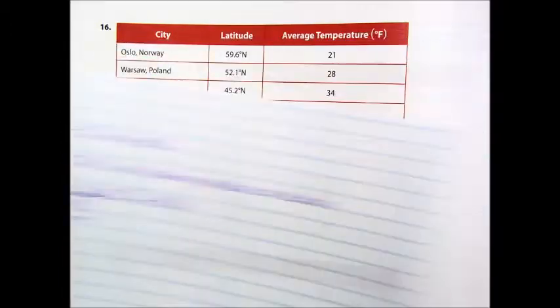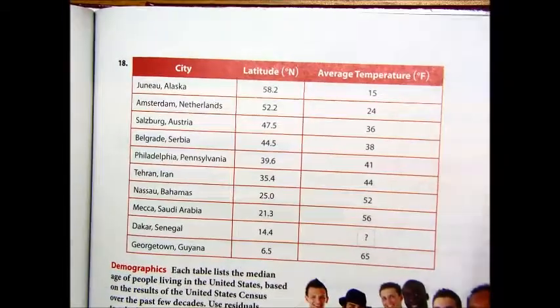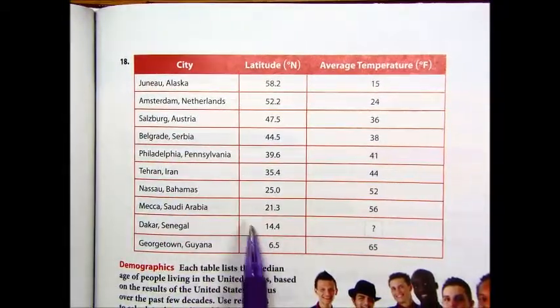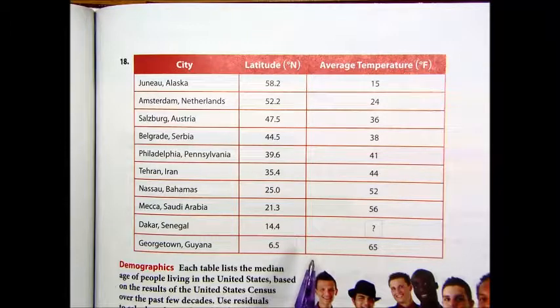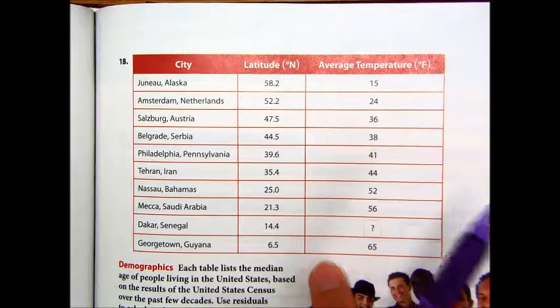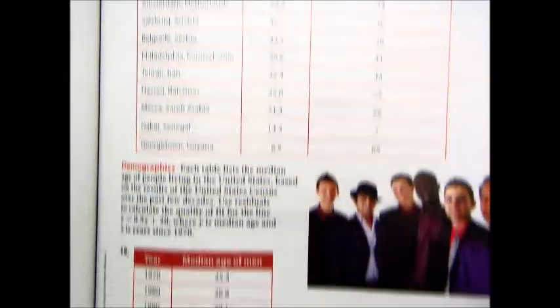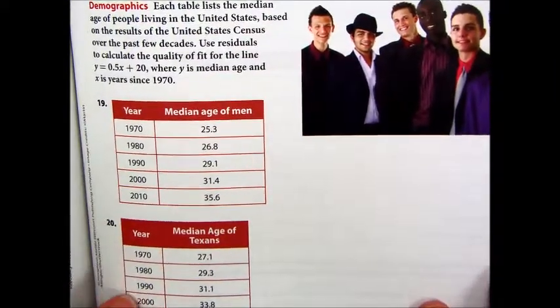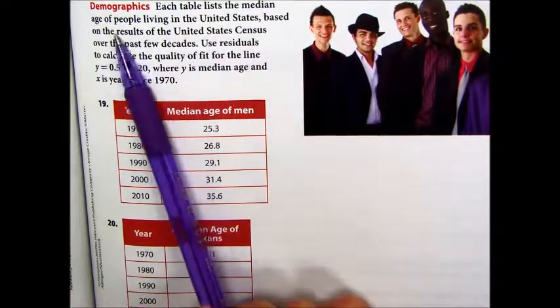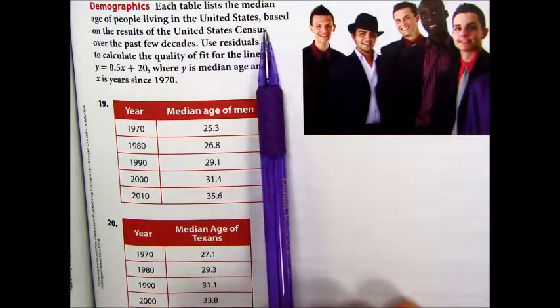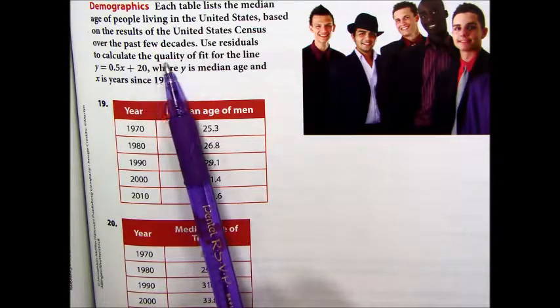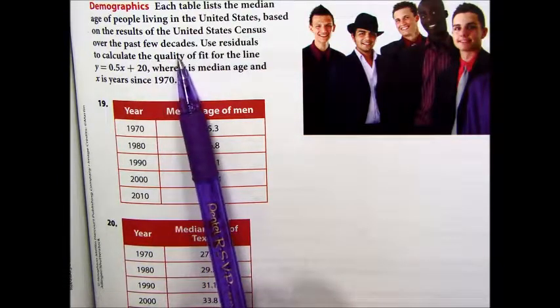So you guys are going to do basically the exact same thing with number 18, which you need to take the time, help each other out, and get the calculator stuff done now in class, because you can't do that without the calculator. So everybody at least needs to get the equation and the correlation coefficient down before they go. And then when you go to do number 20, that's a little bit more of review from yesterday with residuals, because each table gives you the median age of people living in the United States based on the results of the United States Census over the past few decades.